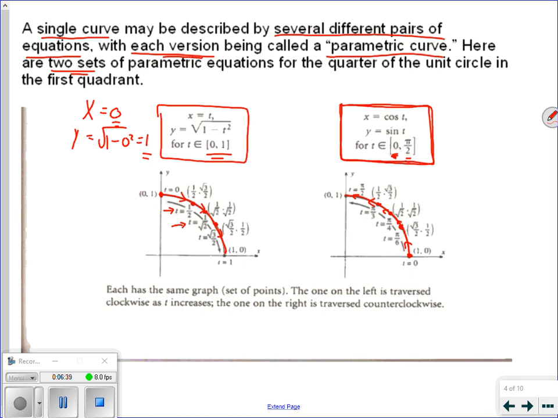So, look at the note right here. Each has the same graph, same set of points. The one on the left is traversed clockwise as t increases, and the one on the right is traversed counterclockwise. And traverse just means travel. So parametric curves are cool. They're interesting. They draw a curve depending on what your parameter is.